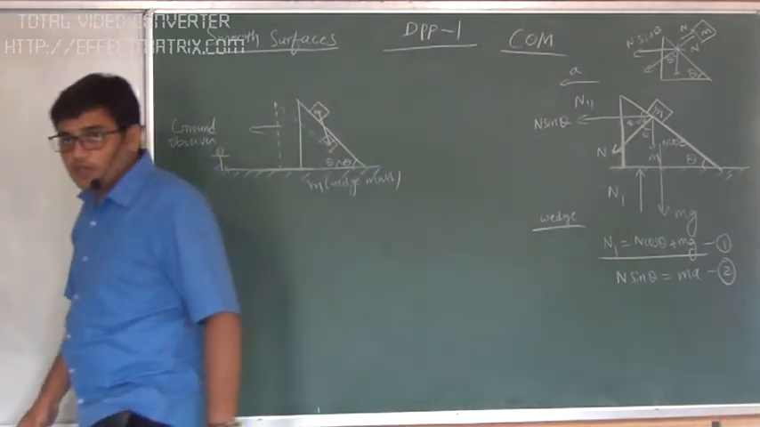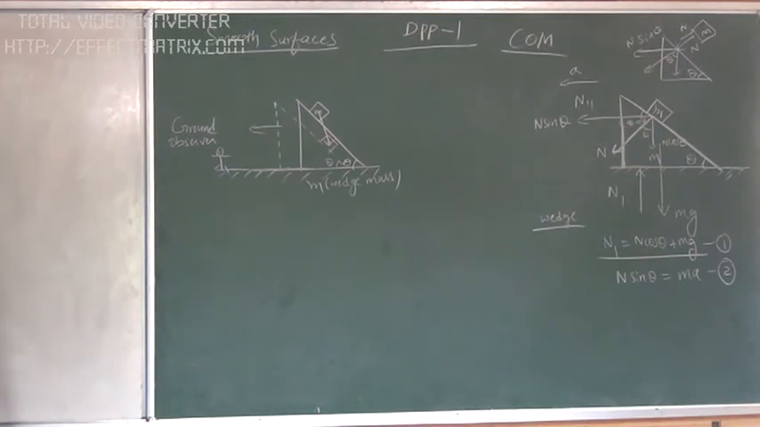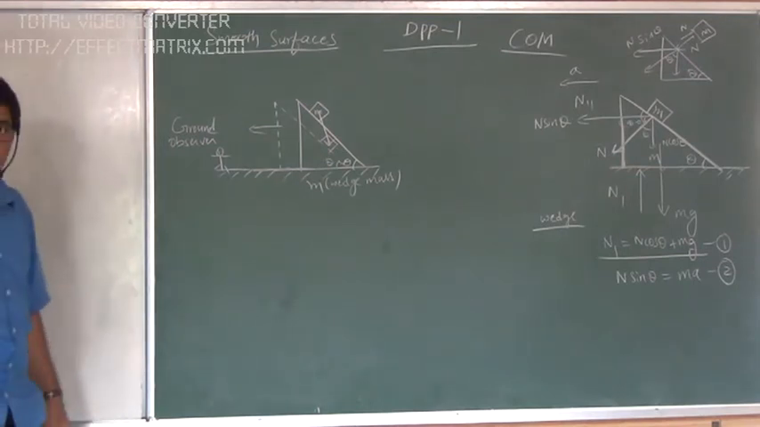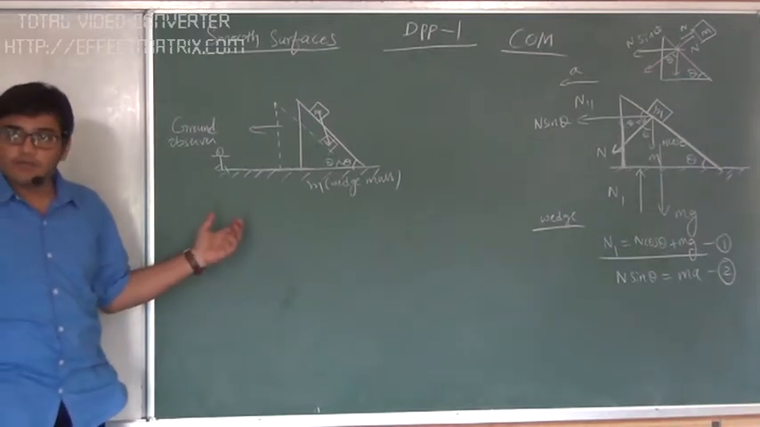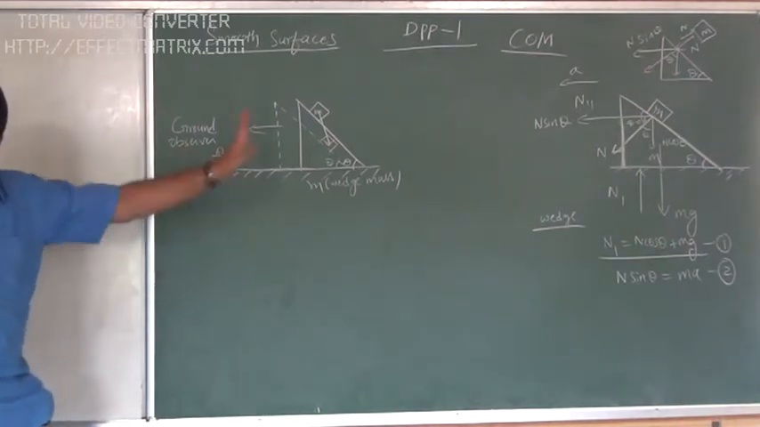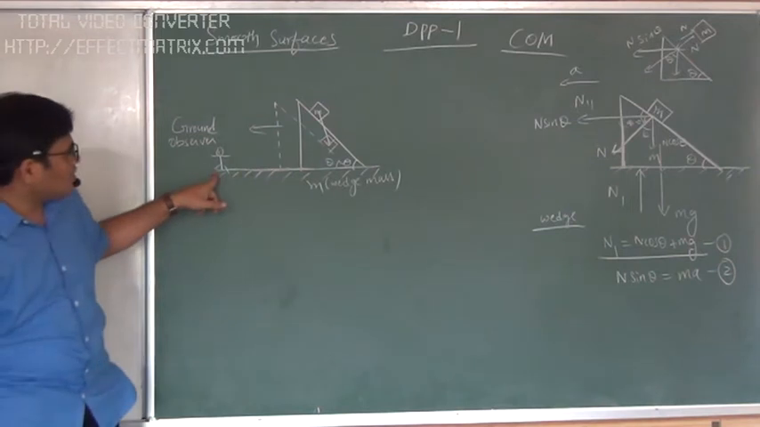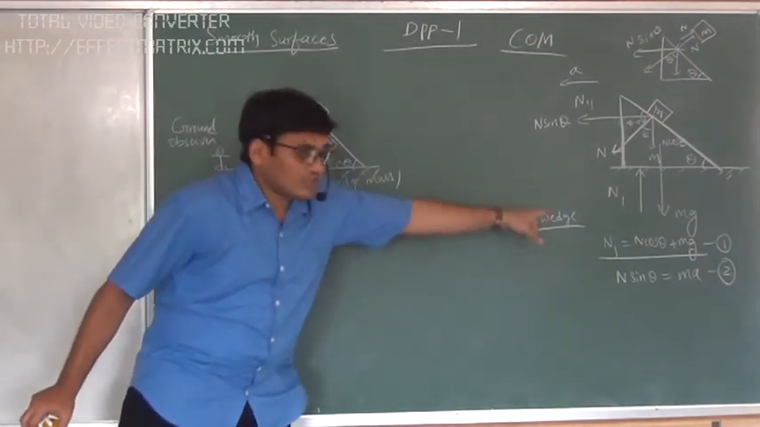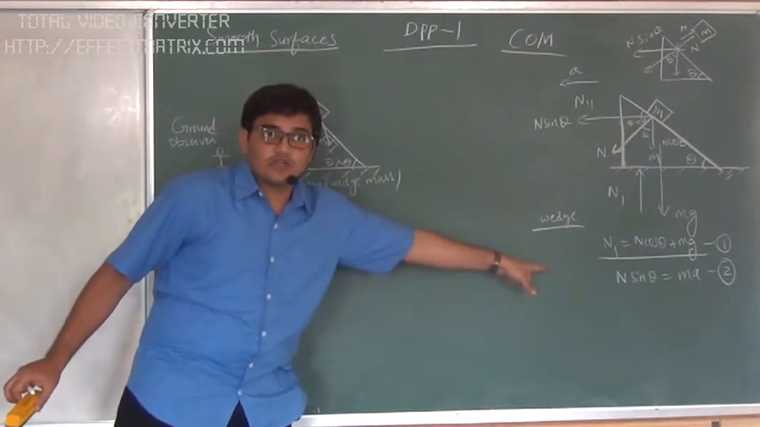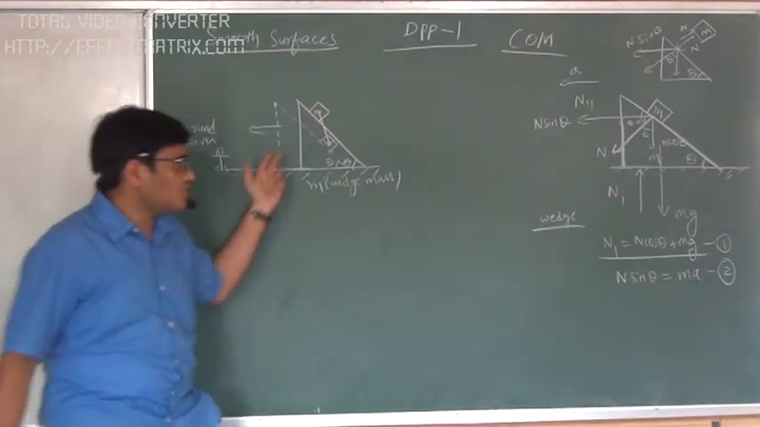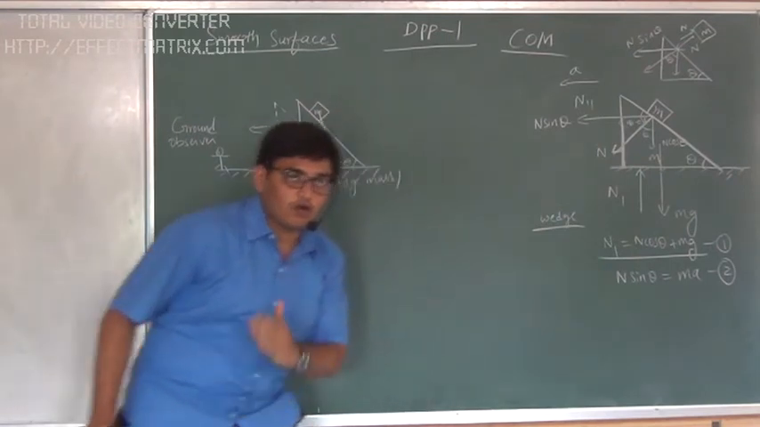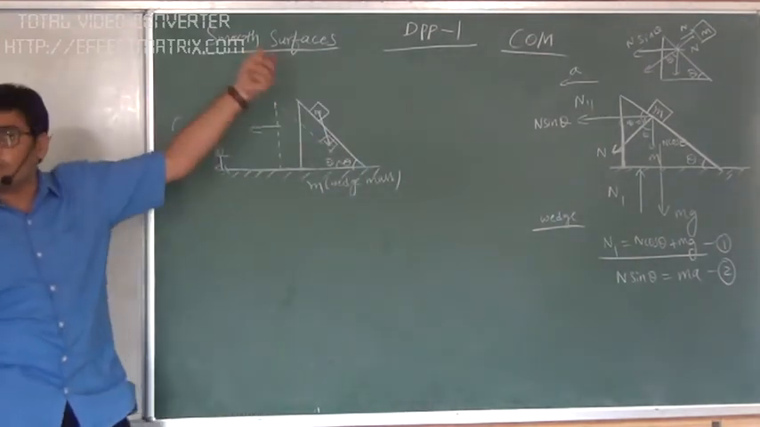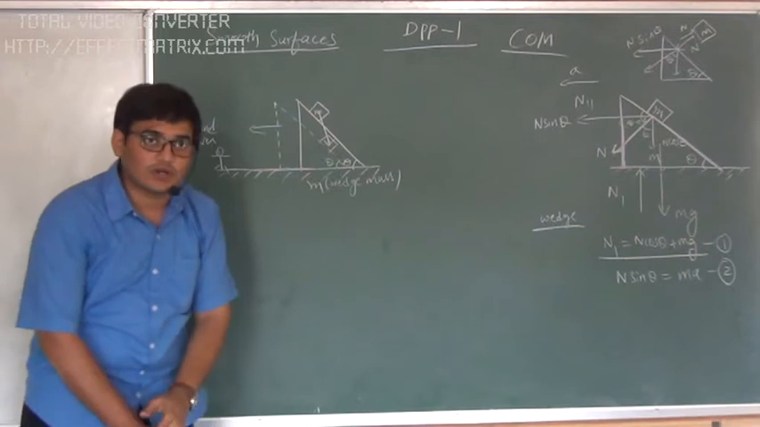Now, a ground observer is observing the wedge and the block. As per his observation about the wedge, this is the equation he derived. What is the ground observer's observation on the block? How does he observe it? Let us see once.